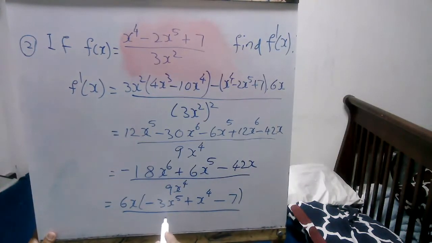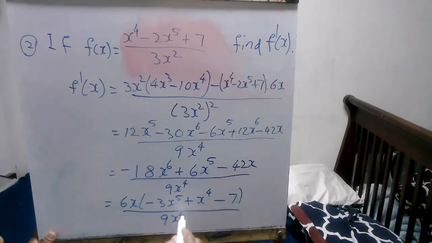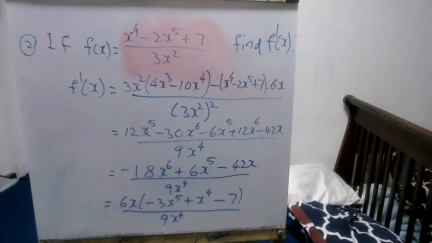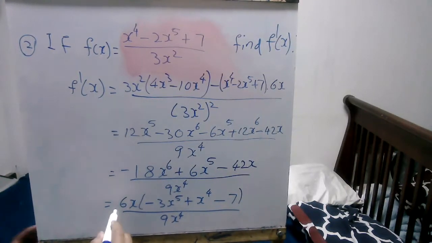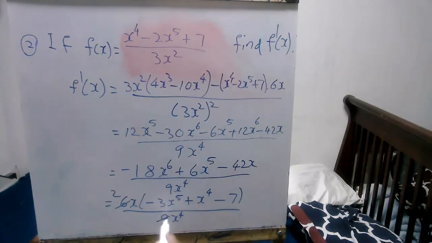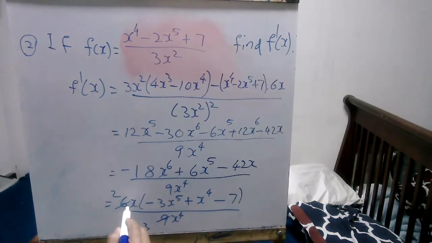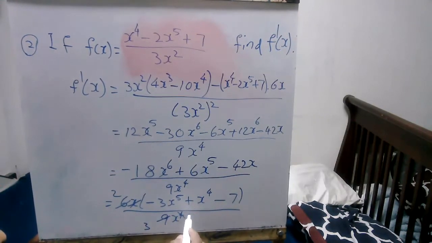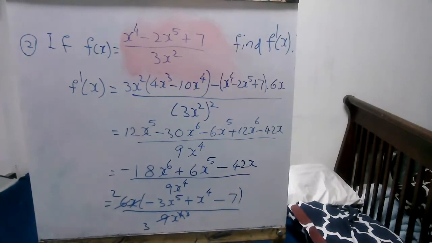Divide by 9x to the power of 4. Right? We can divide top and bottom by 3. 3 goes into both. 3 times 2, 3 times 3. One of the x's we can cancel out. We cancel out this 4 and we get 3 here. Right? So we get the final answer.